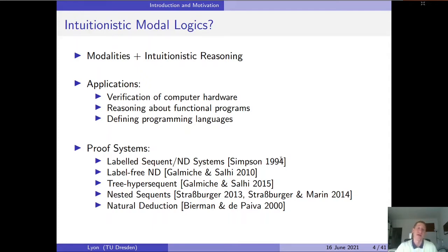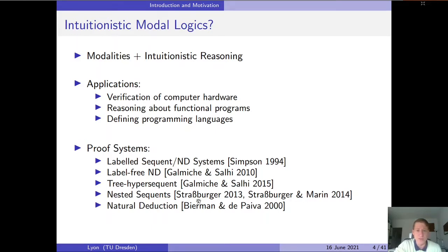This really is a very big class of logics. Also, there have been put forth, for example, label-free natural deduction systems by Galmiche and Salhi in 2010, tree hypersequent systems for certain sets of intuitionistic modal logics, and nested sequents, which are very similar to tree hypersequents, essentially the same thing, by Strassburger in 2013. And this work was extended by Strassburger and Marin in 2014. And also natural deduction and, I believe, sequent systems were put forth for an intuitionistic variant of S4 by Bierman and de Paiva in 2000, among other works.